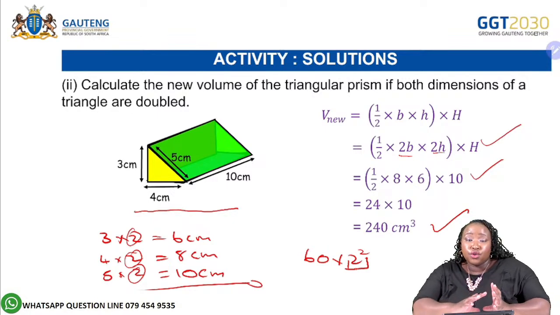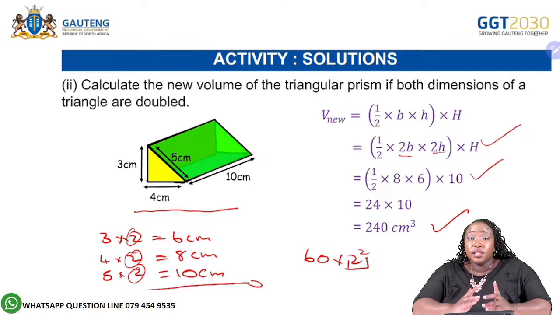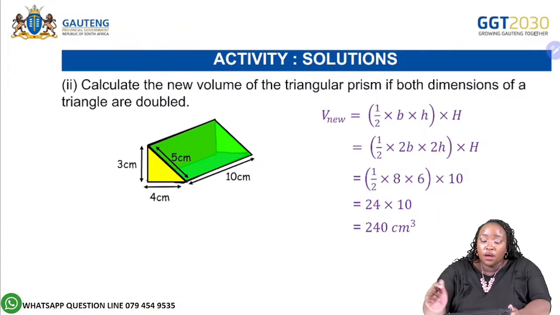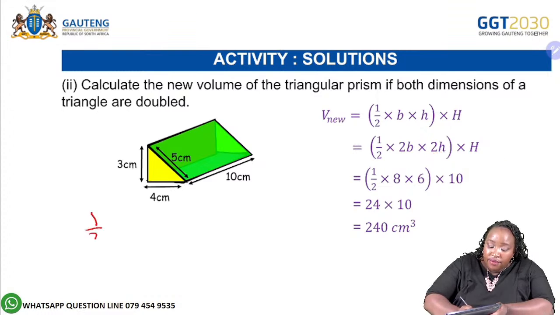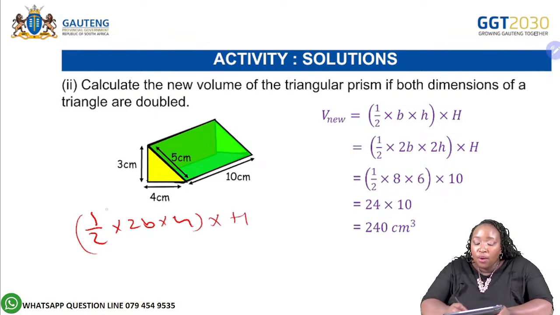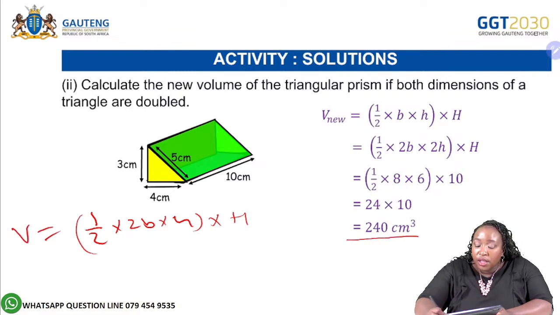What I'm going to challenge you with is for you to do your own investigation, all right? And see how the volume is affected when you just double one dimension of the triangle. What I mean by that is, instead of having a half times 2b times 2h, you just have a half times 2b times h, like this, and then multiplied by capital H. How would the volume that you get here differ from the volume that you get there?